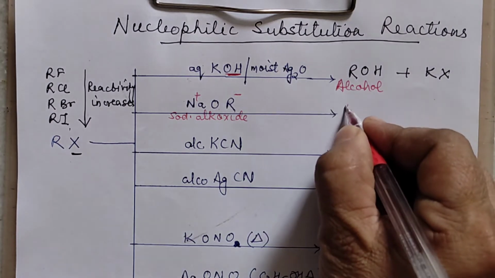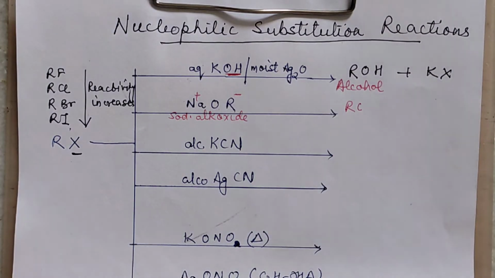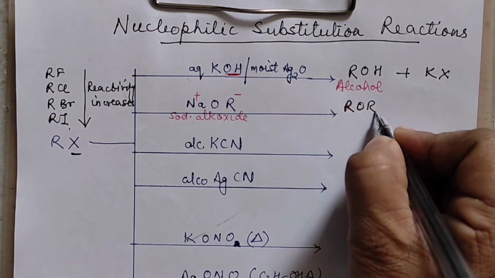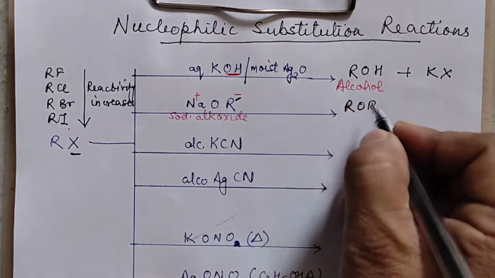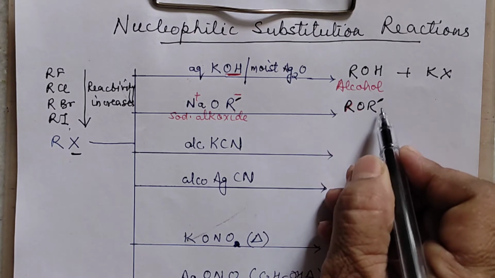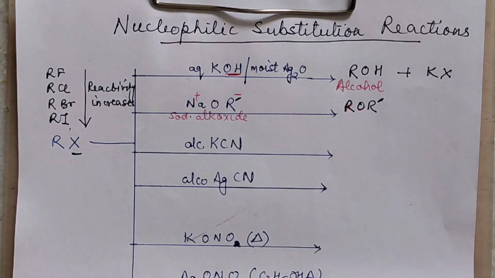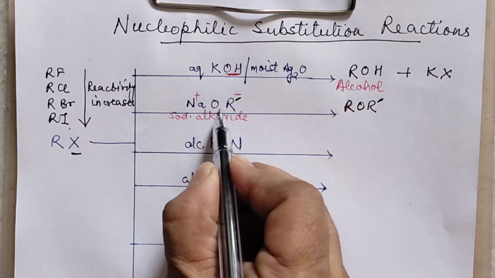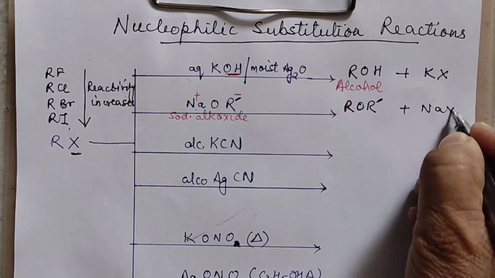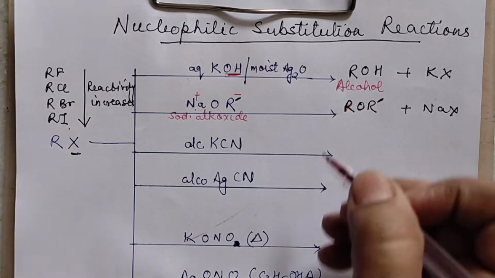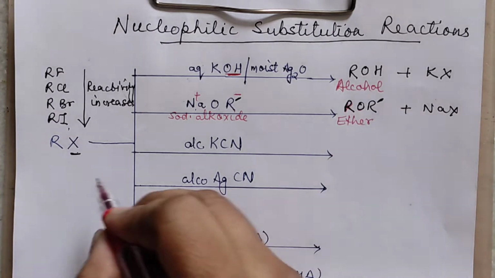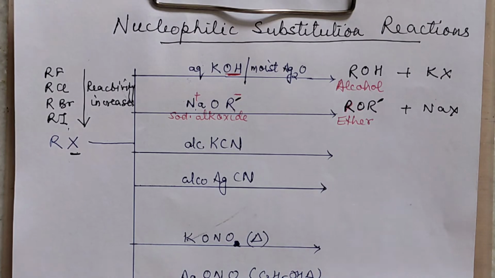So instead of this X, you will write OR, that means it will be O. It will form ROR. If I write this as R dash, this also will be R dash, just to distinguish between this R and that R. Apart from that, what else are you getting? This OR has gone, so Na and X are left over, and you will also get NaX as the product. That means what are we getting here? ROR. What is ROR? Ether. In a way, you can say that alkyl halide can be converted into ether.